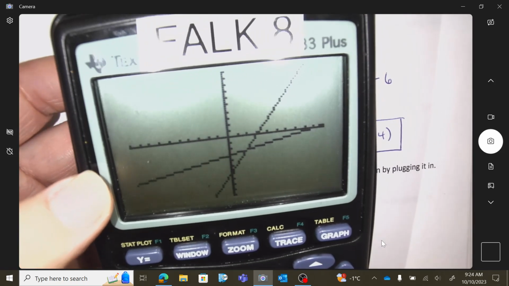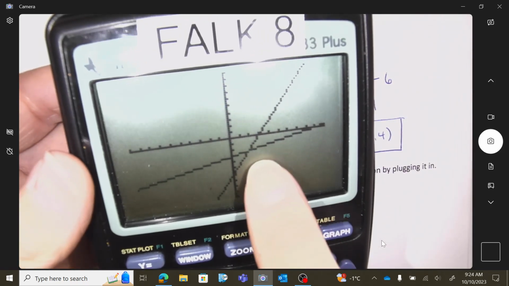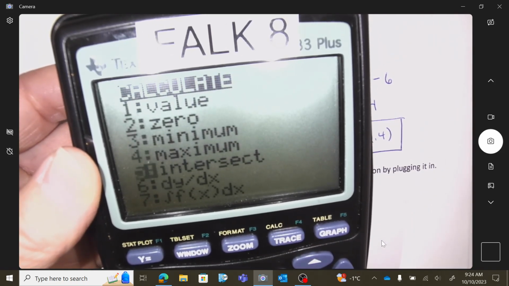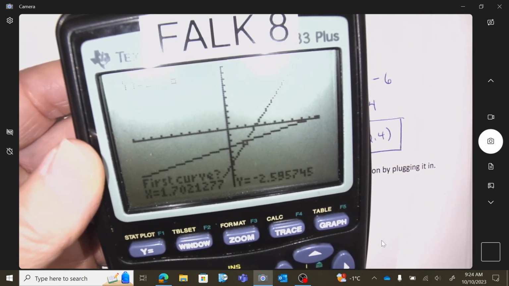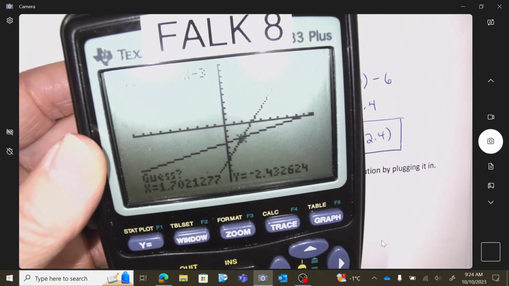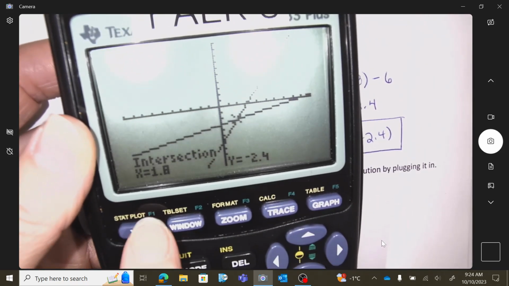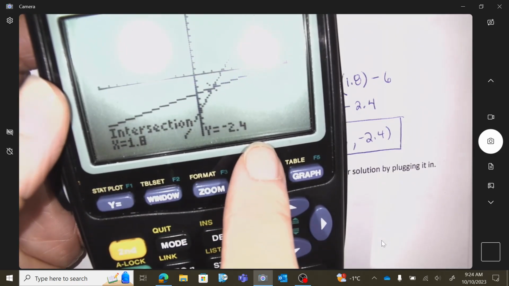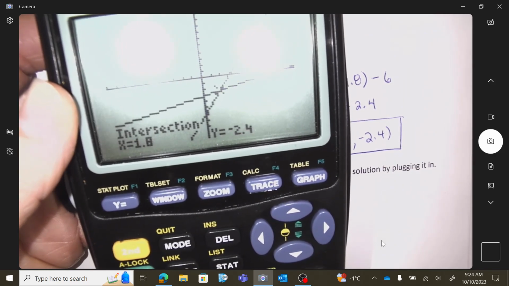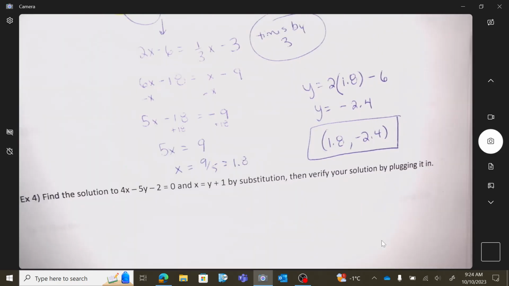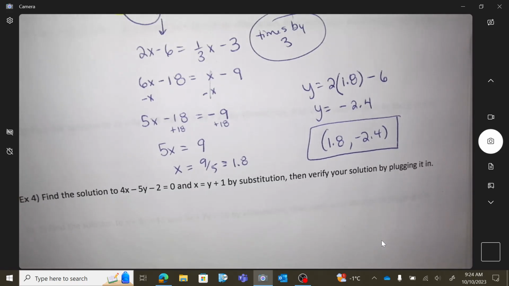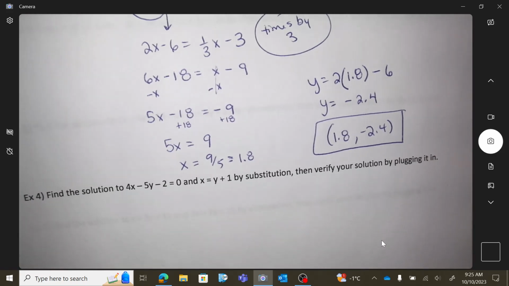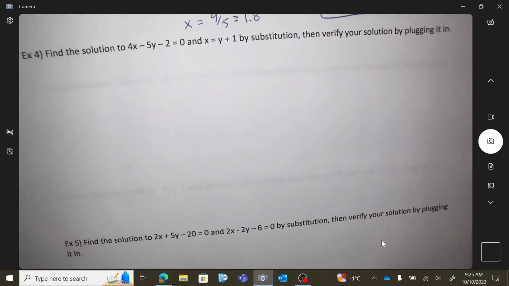And there you can see the graph is 2 lines. So where do they intersect? I'm going to go second, calculate the intersection, and then I'm going to tell my calculator to find it. And here's the answer. 1.8 comma negative 2.4. So that's what we got. So for people that want to take grade 11 applied, a lot of the times how we work with things is the calculator.